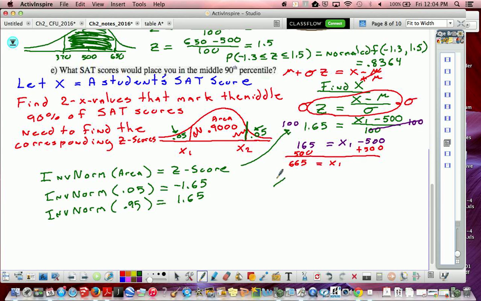So for x2, it's going to equal the mean plus the standard deviation times z. So x2 equals 500 plus 100 times negative 1.65. So x2 equals 335.